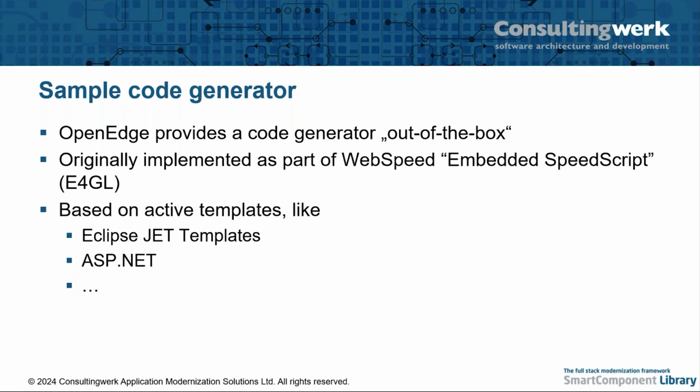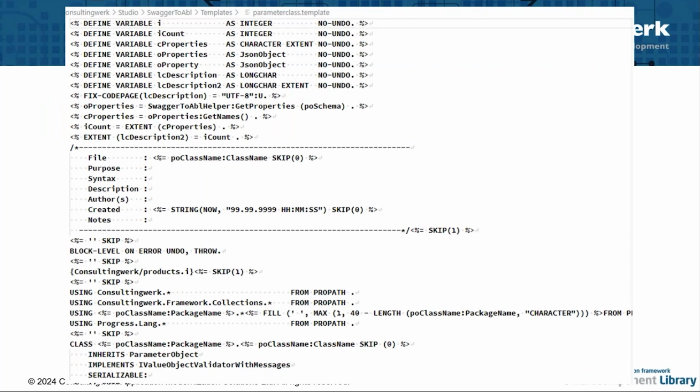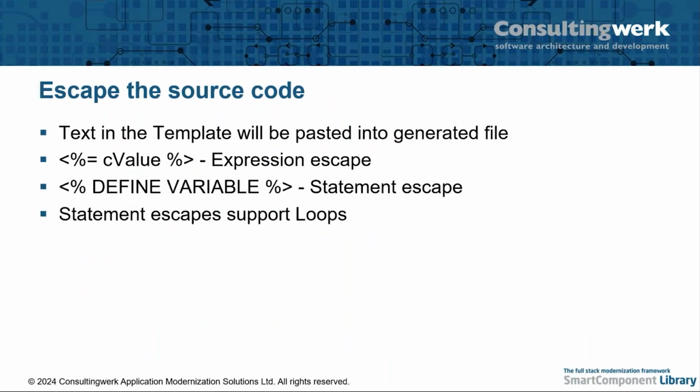active templates. When you look at those, that's the template for the parameter class. You recognize that there are carets and percentages that wrap ABL code. That is code that's being executed. Then the comment block there, that's text that's just going to be streamed into the output. The block level statement there too, and the usings there too. And some of those elements provide control structures.